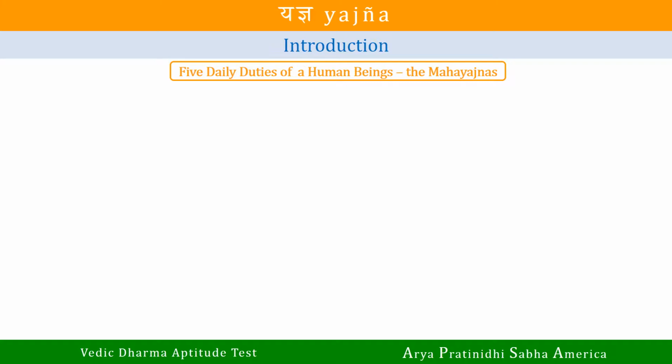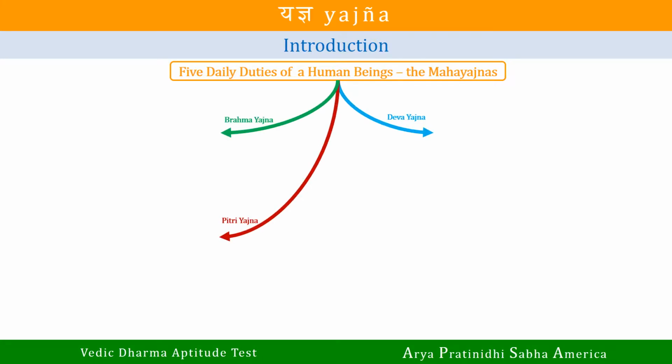So let us begin where we left off. What are the 5 daily duties of a human being? Well, those are Brahm Yajnya, Dev Yajnya, Pitru Yajnya, Atithi Yajnya, and Bali Vaishva Deva Yajnya. Together, they are also known as Panch Maha Yajnas. This was one of the topics of VDAT 1, so that's easy. Correct. This topic was covered in detail in VDAT 1.